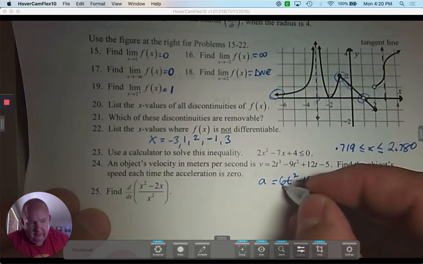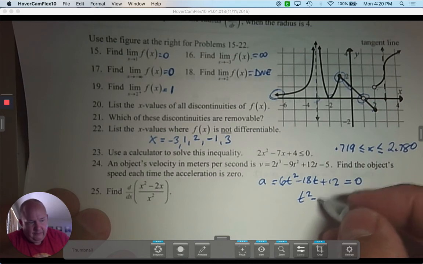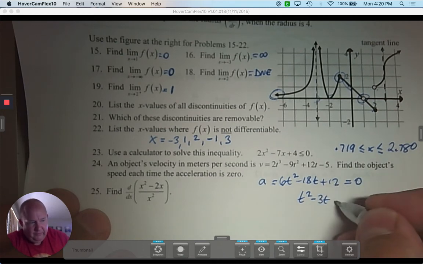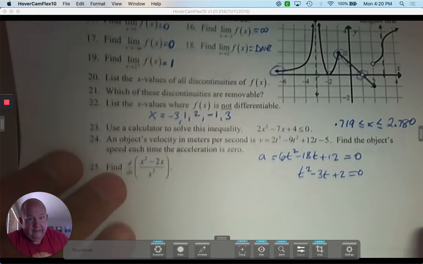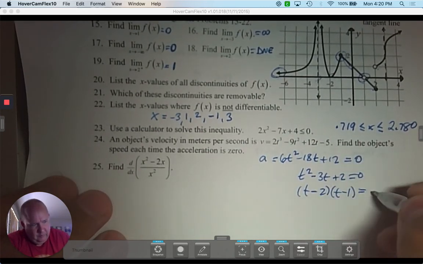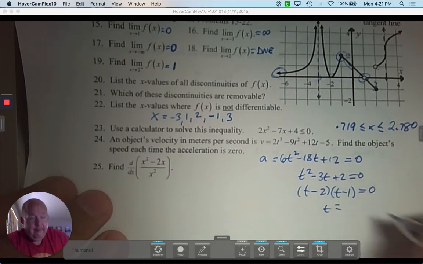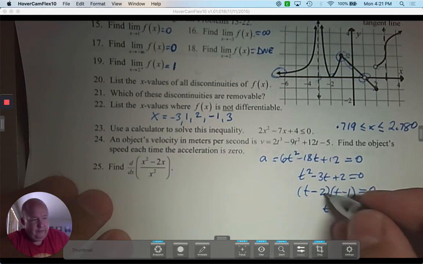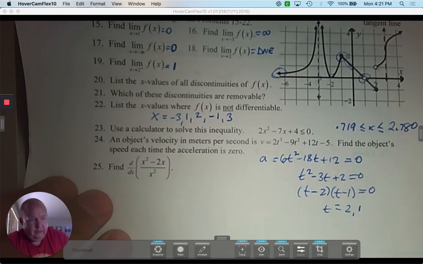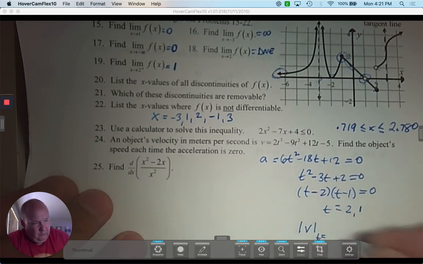Solve it. We're going to divide everything by 6. So -18 divided by 6, that's -3. 12 divided by 6, that's 2. We're going to factor it. So the two numbers that multiply to 2 and add to -3 and then solve it. So in this situation, to solve it, the first factor gives you +2 and the second one gives you +1. So find the speed each time. Just know that it's the absolute value that we're looking for. So when t equals 2 and 1.